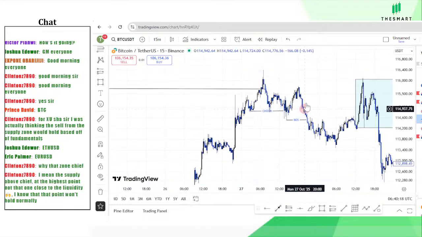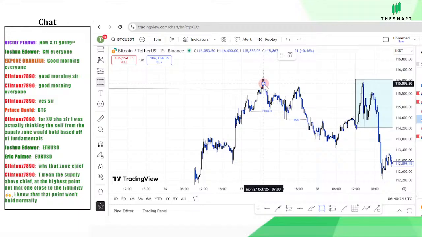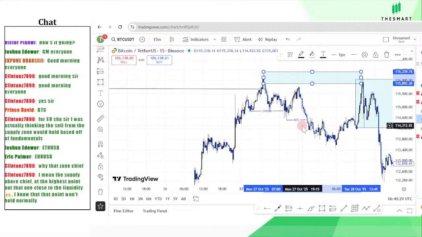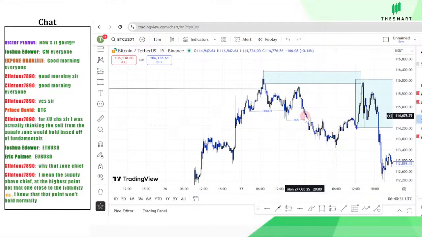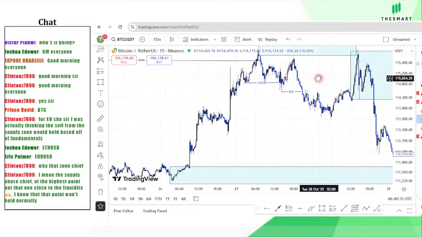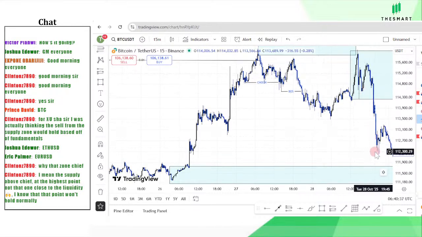So having this break of structure, we had this supply. 15 minutes gave us this supply here. So that was the supply. This was the inducement. And what did you see? Price tapped into it and we had our sell.